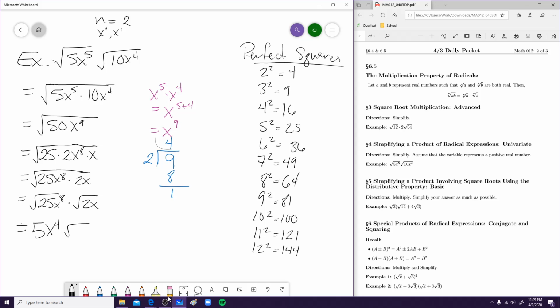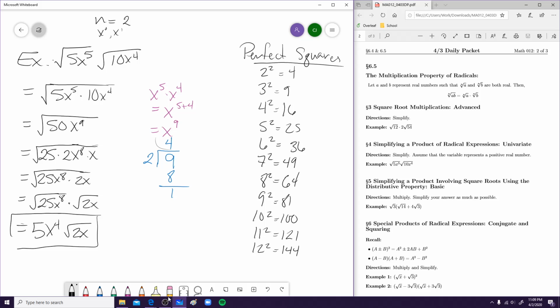Right? And then 2x, we're going to check to see if it's as simplified as it can be. So there's no perfect square that goes into 2. So the coefficient is as simplified as it can get. And for x, there's a 1, and 1 is less than 2, we know that x is also as simplified as it can get. So this is our solution.